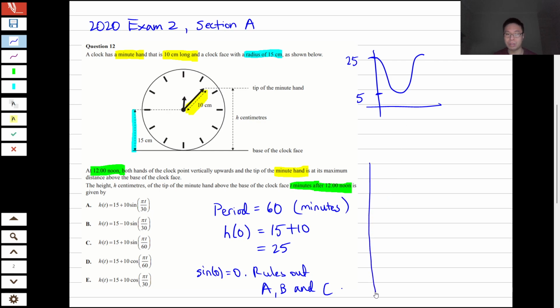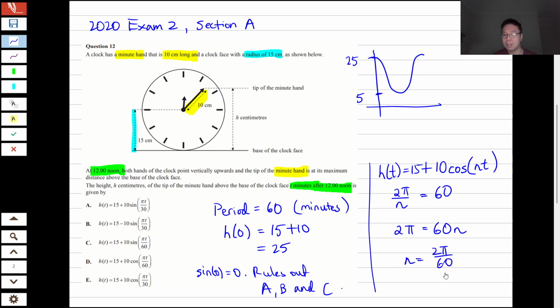So here we're going to use the period. Suppose that h of t is 15 plus 10 times cosine of nt, where n is the coefficient of t. Then using my knowledge of sine and cosine, the period is 2 pi on n, which equals 60. Multiplying both sides by n, I get 2 pi equals 60n, and dividing both sides by 60, I get n equals 2 pi on 60, which simplifies to 2 pi on 30, and therefore option E is correct.